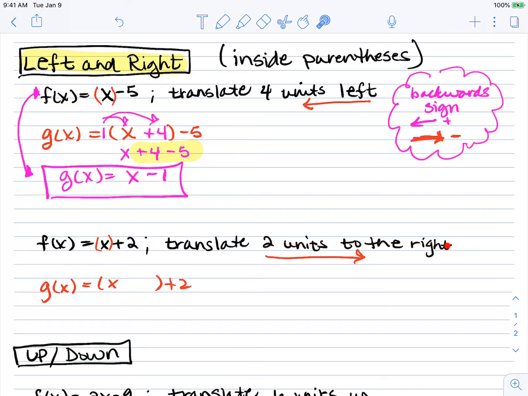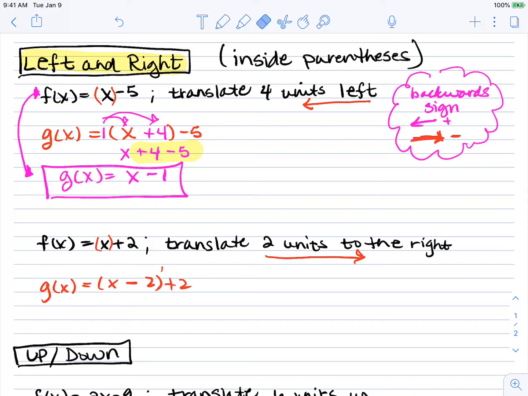And now I'm going to do this 2 units to the right. And when it's to the right, I'm putting in this minus sign. So it's going to be minus 2. Okay, there's really a power of 1 right here, so I don't have to do any foiling or any kind of distribution with it itself.